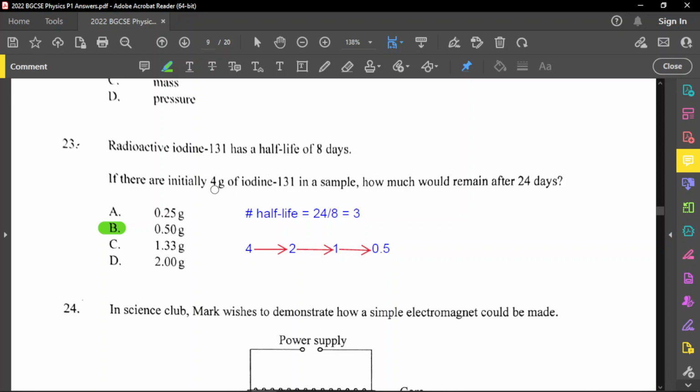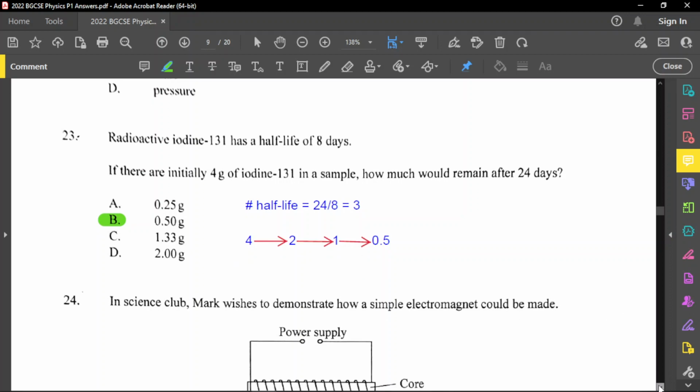Since we're starting with 4 grams, we must have 3 half-lives, or the breaking down of the mass by half 3 times. So half of 4 is 2, that's 1 half-life. Half of 2 is 1, which is another half-life, and half of 1 is 0.5, which is another half-life. Since there are 3 half-lives, the final mass after 24 days will have to be 0.5 grams. So therefore, B is the correct answer.